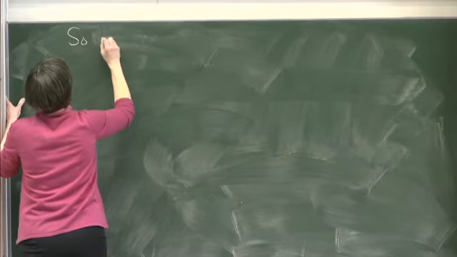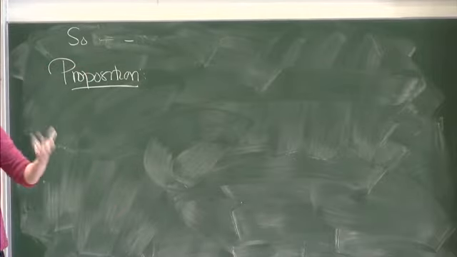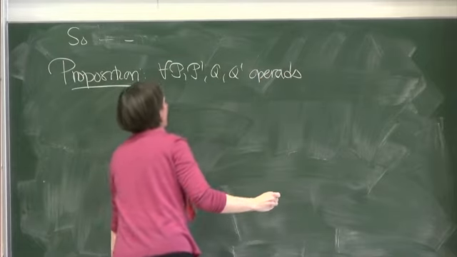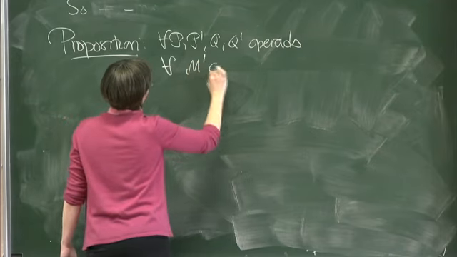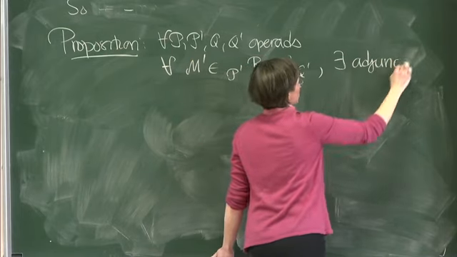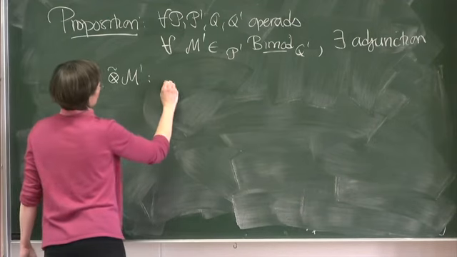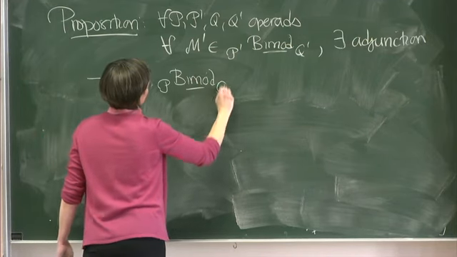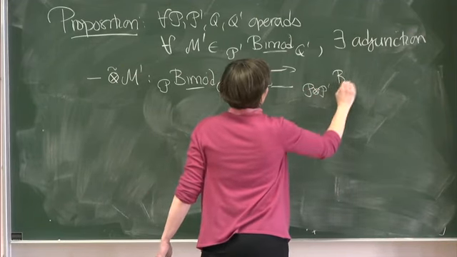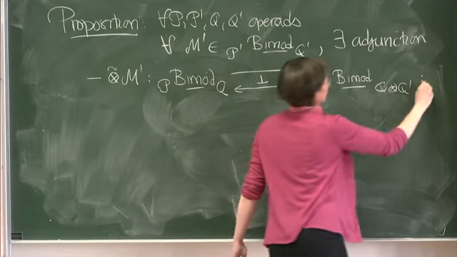Proposition. So for any operads P, P prime, Q, Q prime, and if I take any M prime, which is a PQ bimodule, we have an adjoint pair given by tensoring with M prime that goes from PQ bimodules into P tensor P prime, Q tensor Q prime bimodules. Like this. And the right adjoint, just call it R there.